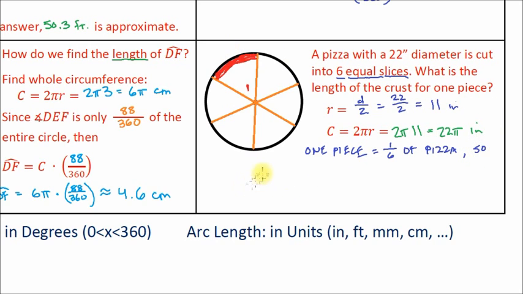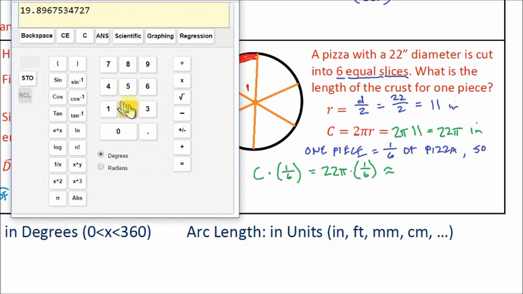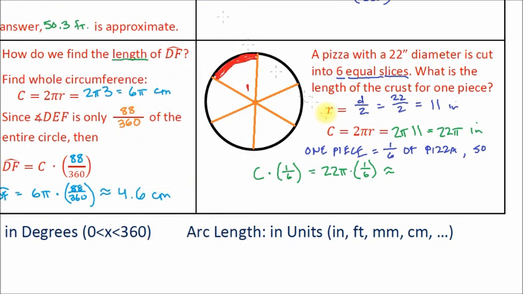So here's what our equation can look like. We can write the length of this crust is going to be circumference times, and our fraction now is just 1/6. If you think about it, this piece right here is just 1/6 of the whole thing. So if we take the whole circumference and then just take 1/6 of it, we're going to get this piece right here. So let's go ahead and do this. The circumference we figured out was 22 pi. We know we're going to want 1/6 of that. Let's put that in our calculator. So we've got 22 pi times 1 divided by 6, and that equals approximately 11.5 inches.